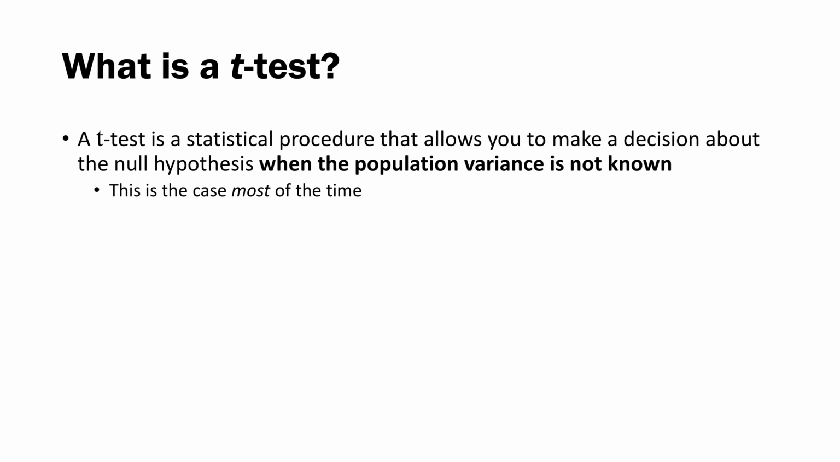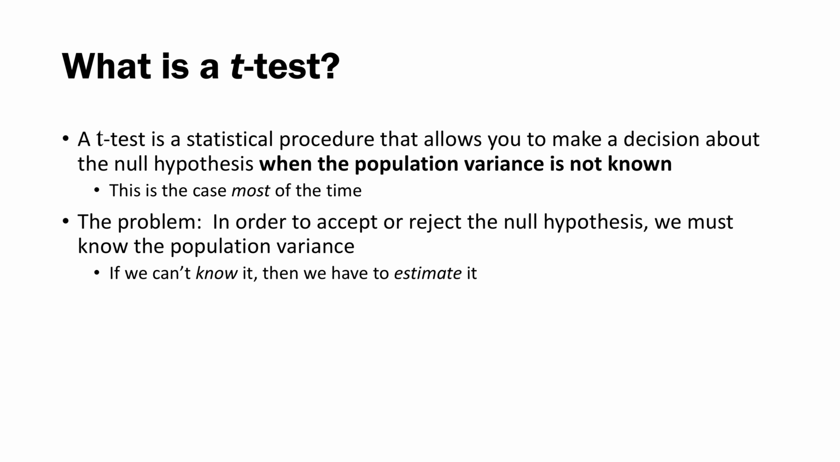So what we do is we take a sample of that population, preferably a random sample of that population, and we use sample statistics to stand in for population parameters. So we'll use the sample mean to stand in for the population mean. And we'll calculate a sample standard deviation to estimate the population standard deviation. Okay, but we use a t-test when we don't know what the population variance is.